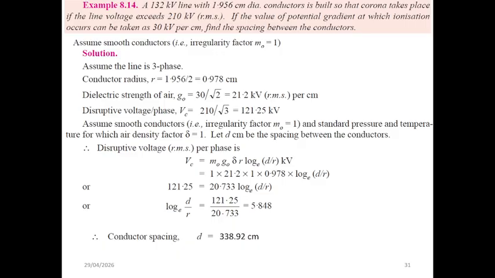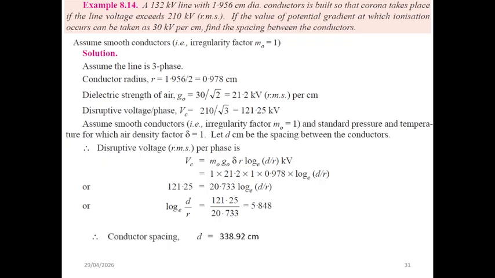So assuming the line is a three-phase system, the disruptive voltage per phase is found by dividing the line voltage by square root 3, which gives 121.25 kilovolt. For smooth conductors, the irregularity factor is taken as 1, and under standard atmospheric conditions, the air density factor is also assumed to be 1.